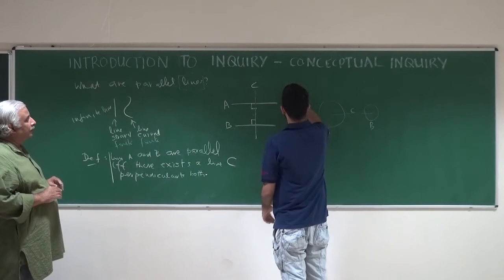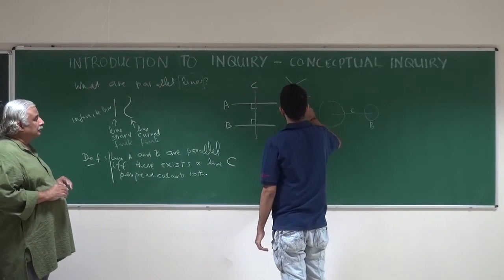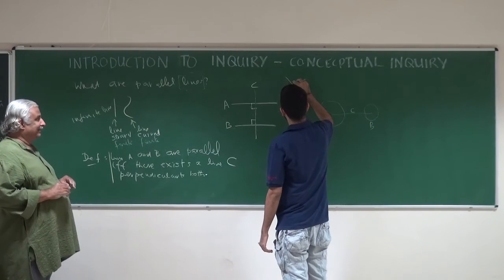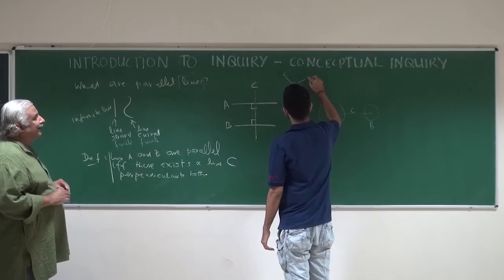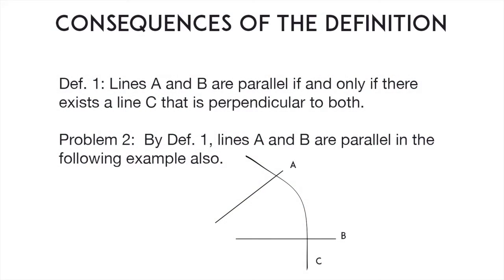Say this and this are A and B and this is C. C is perpendicular to both A and B, and C is a line. We don't want to say that. So we can fix this relatively easily, right?